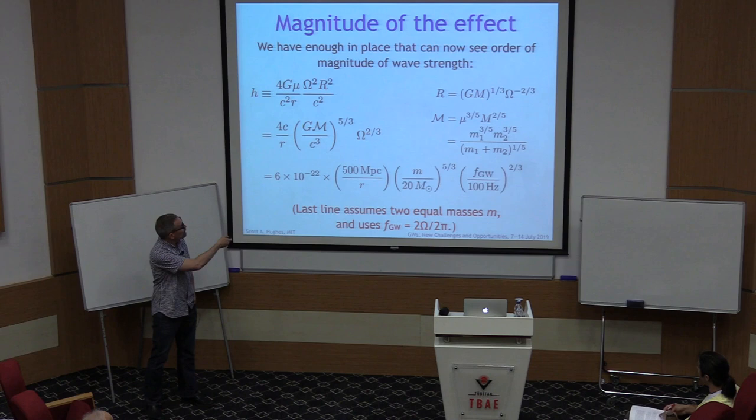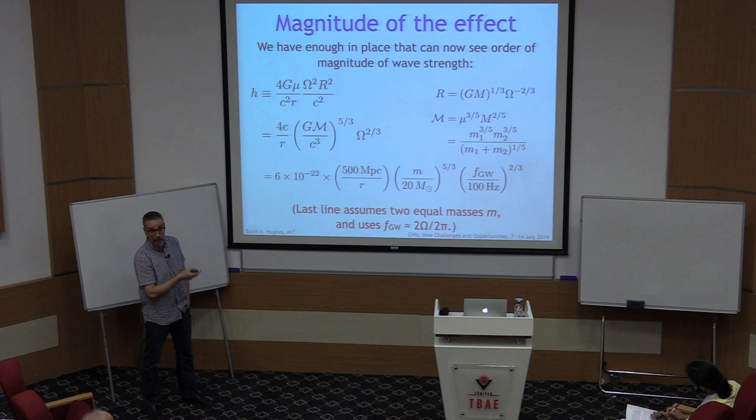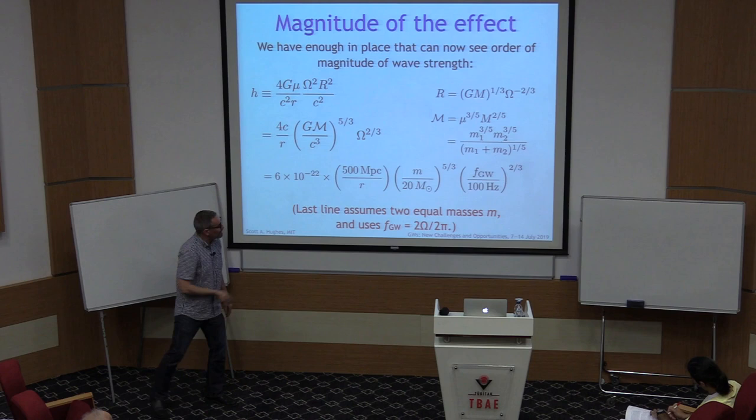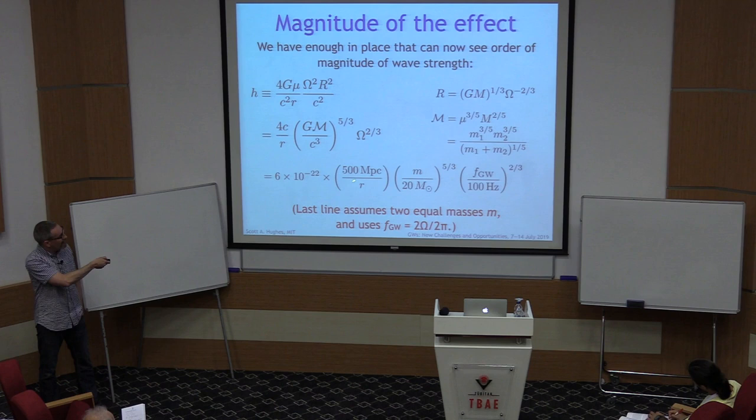Anyway, with all of this under control, it's now not that difficult to turn this into a set of numbers. Let's assume we have two masses that are equal to one another, and I'm going to use the fact that the gravitational wave frequency, not the omega, but the frequency that's measured in a detector like LIGO, is twice the orbital frequency divided by 2 pi. And here we can see a bit more rigorously, if I have a source at 500 megaparsecs, each individual mass is 20 solar masses, the strain is 6 times 10 to the minus 22 at a frequency of 100 hertz. I chose these numbers because this is very much in line with the sources that are being measured by detectors today.